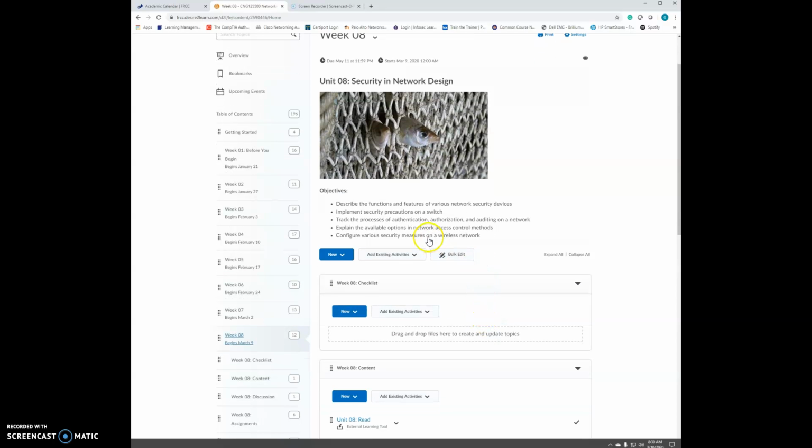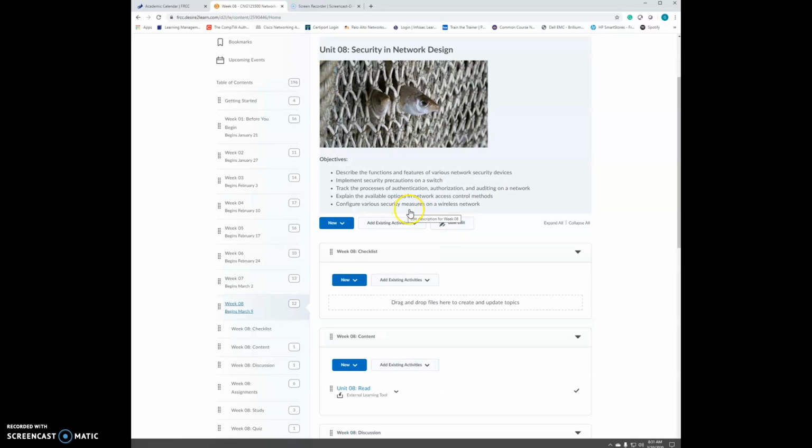Network access control methods. Once again, this is rolling back to 124, if you've taken it already, looking at mandatory access controls, discretionary access controls, rule-based, role-based, and there are more out there. So make sure you are aware that those aren't the only four, there are more access controls out there. And configure various security measures on a wireless network.